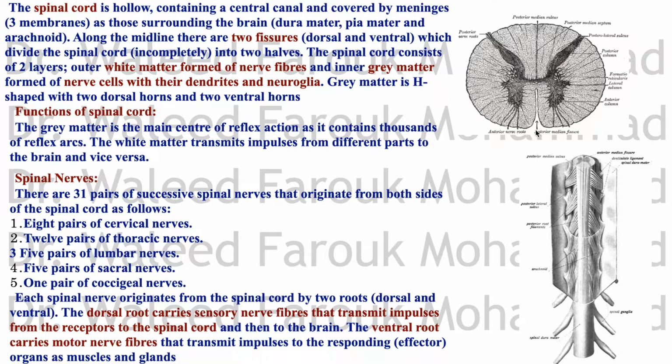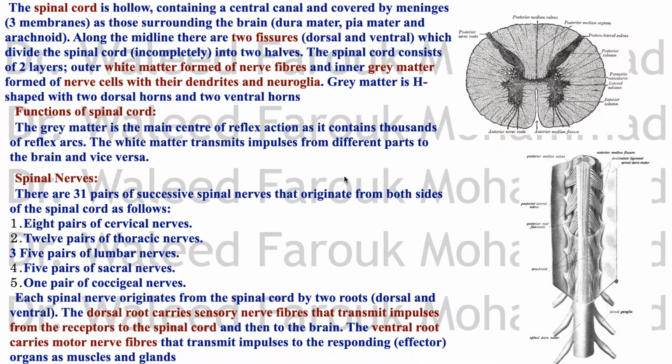وفي two fissures: anterior median fissure وposterior median sulcus، الفيشرز اللي انتم شايفينها هنا دي. الجراي ماتر بتتكون من ايه؟ الوايت ماتر بتتكون من ايه؟ عبارة عن نيرف فايبرز. الجراي ماتر بتتكون من نيرف سيلز with their dendrites and neuroglia. Functions of the spinal cord: the gray matter is the main center for the reflex action اللي هو reflex arc.